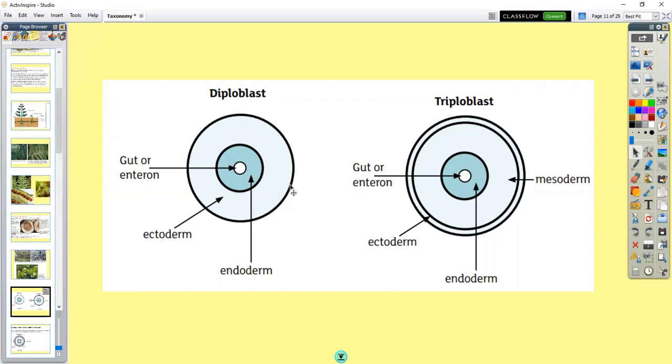So you have the ectoderm around the outside, endoderm in the middle, and then they tend to have a gut or enteron, as it's called, structure in the middle. Okay, or they can be triploblastic, which, as it suggests, it means they're made up of three layers. So you have the ectoderm again around the outside, you have the mesoderm in the middle, and the endoderm, sorry, on the inside, and then you have that gut or enteron structure.